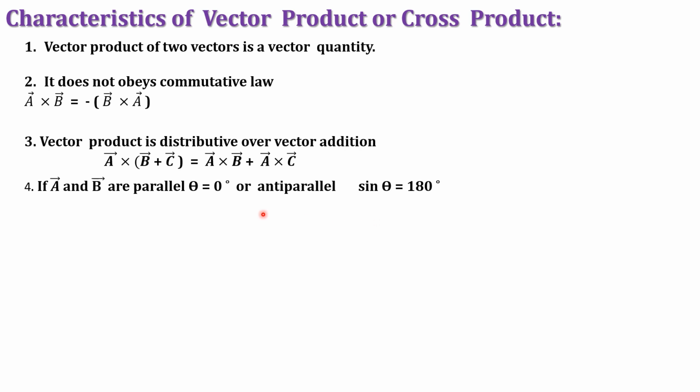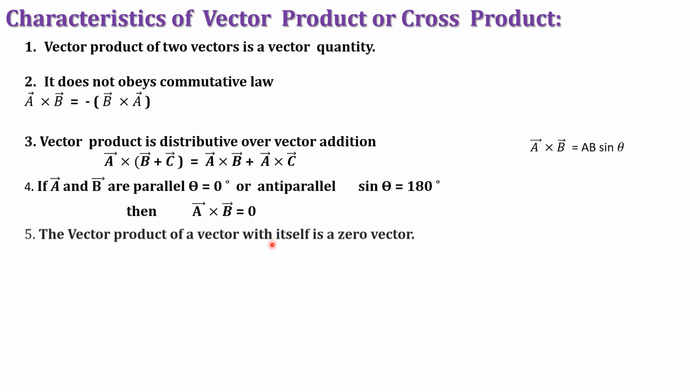Vector A cross B is equal to AB sin theta. This term you know. If theta is 0, sin 0 is 0. If theta is 180 degrees, again the sin term is 0. Therefore, vector A cross vector B becomes equal to 0. So this is one of the characteristics here.